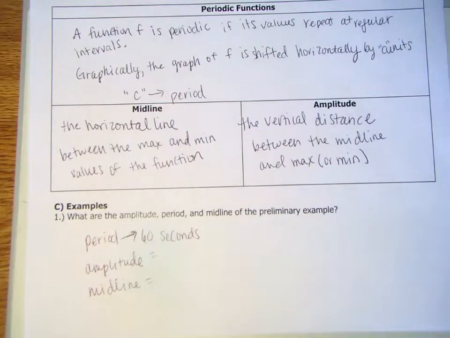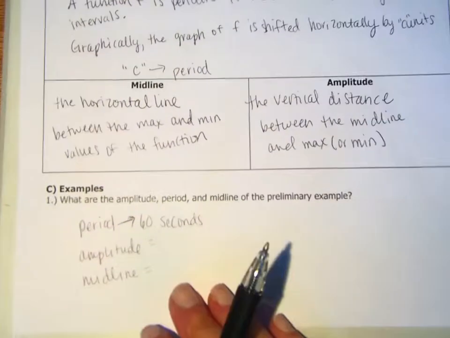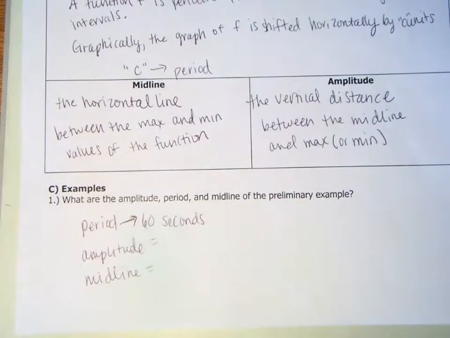I wrote these a little bit out of order. It's easier to figure out the midline first and then the amplitude. So here's what we need to think about. What is the maximum value from that Ferris wheel? 80. What was the minimum value? So what's in between? 40. That's your midline.